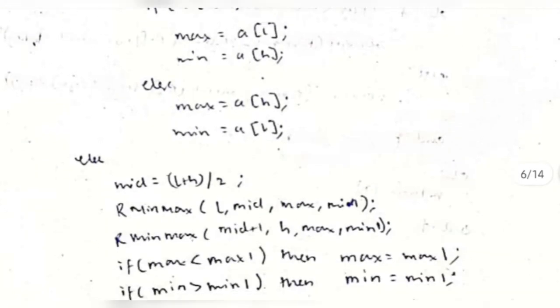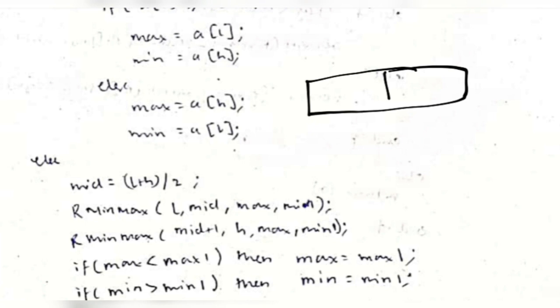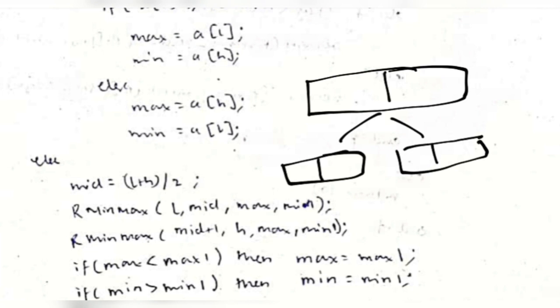To be clear, see here, if this is the array, and we have divided into two parts. Suppose that it has two elements, here also it has two elements. Now we'll find out the maximum and the minimum element. So let's take some values. Consider the values 74, 94, 78, 91 and 82. In this part this is the maximum and this is the minimum, and here this is the maximum and this is the minimum.